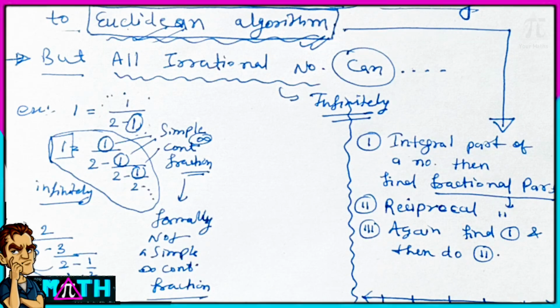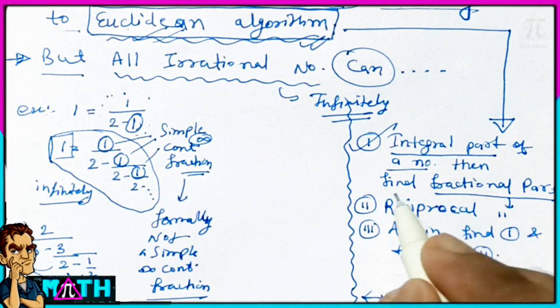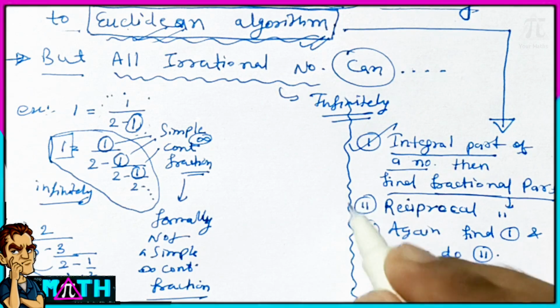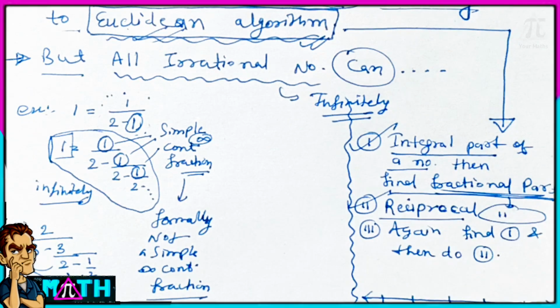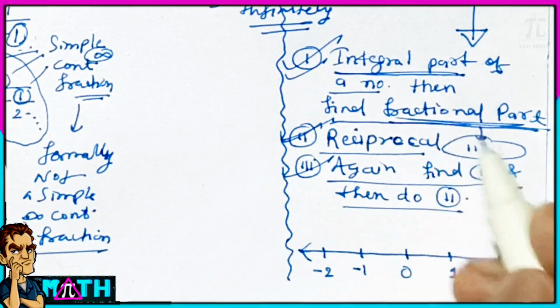The first point is the integral part of a number. First of all, find the integral part of the number and then find the fractional part of the number. The second point is to take the reciprocal of the fractional part and again find the integral and fractional parts. That means repeat the process again. So now what are the integral part and fractional part?